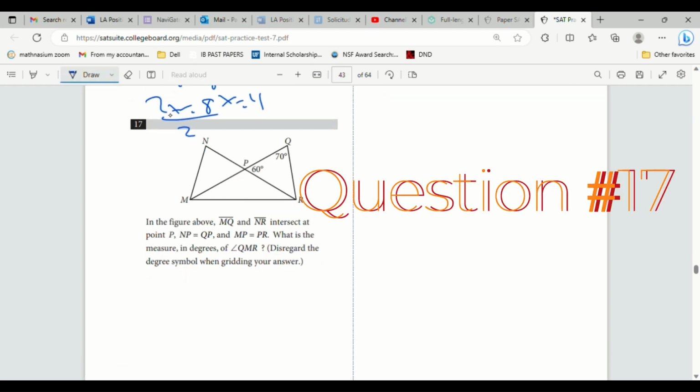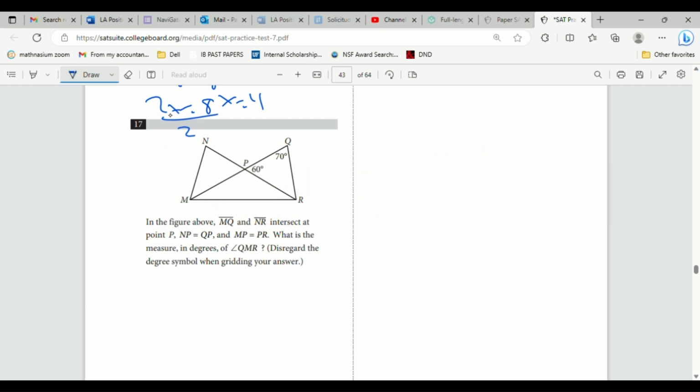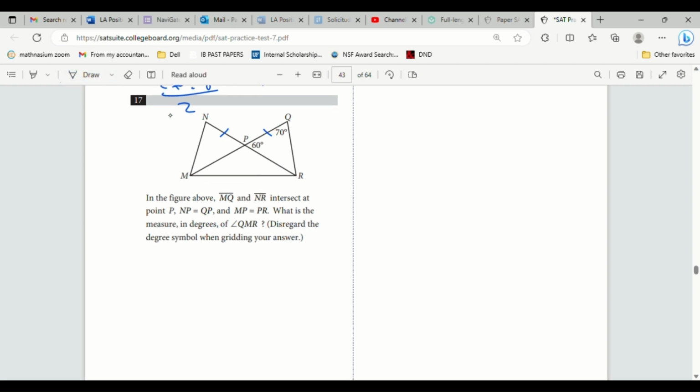Number 17, in the figure above, MQ and NR intersect at point P. NP equals QP, so I can write those dashes, they're equal. And NP equals PR, so MP equals PR. What is the measure in degrees of QMR? So we want this angle right here. We'll call this x degrees.